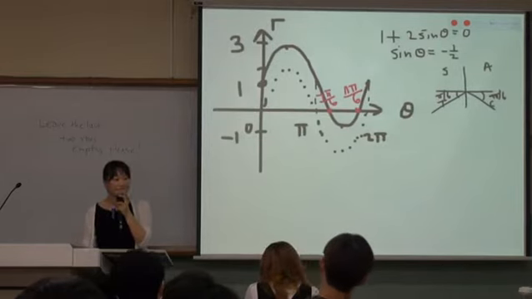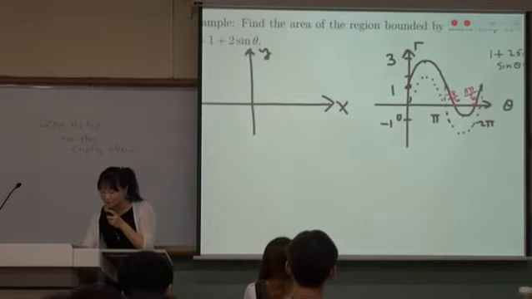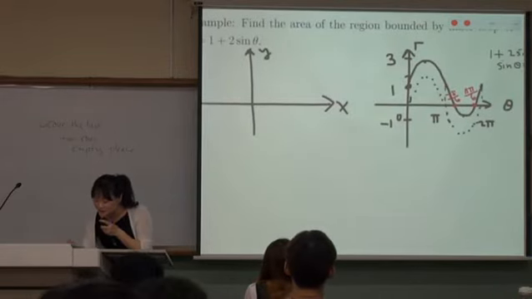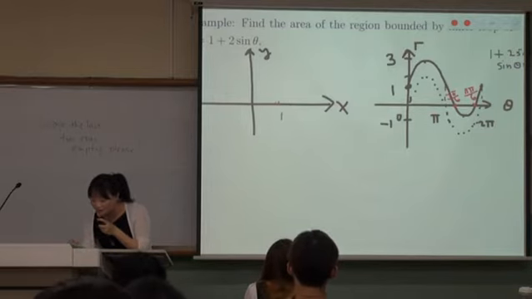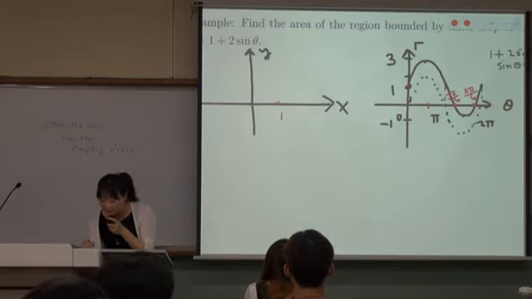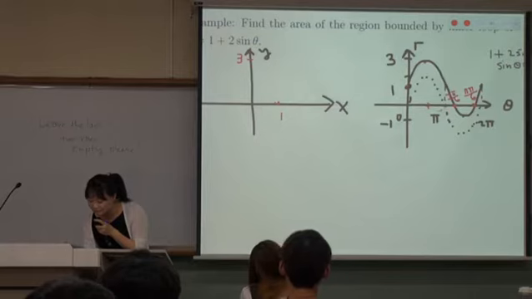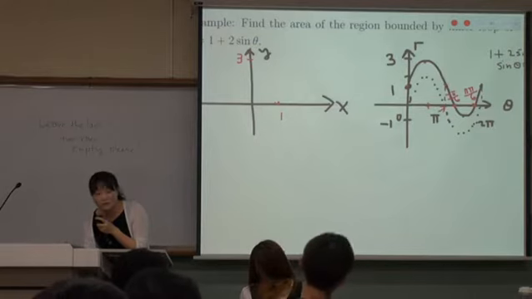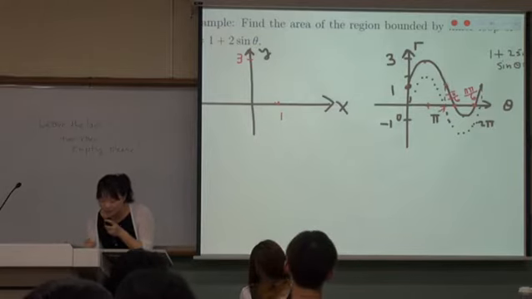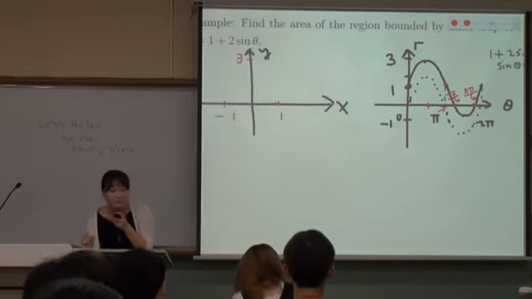Fine? Okay, so let's draw the polar curve. So at 0, it is 1. Yep, when the angle is 0. When the angle is pi over 2, what is it? 3, positive 3. So 3 here. When the angle is pi, what is it? It is 1. When the angle is pi, it is positive 1. So it should be negative 1 on the xy plane. Is that right?